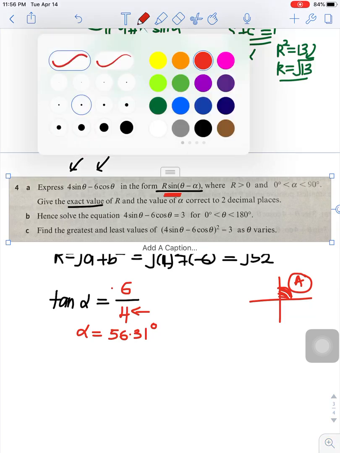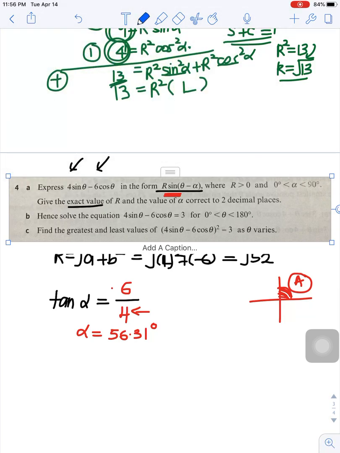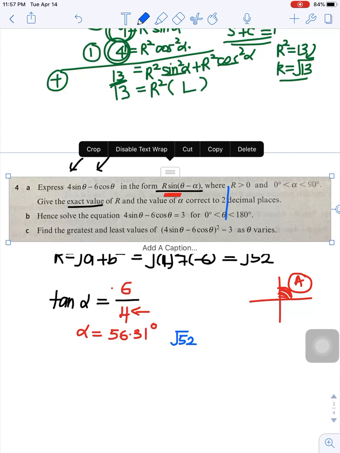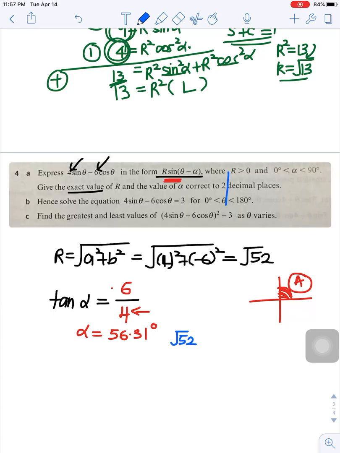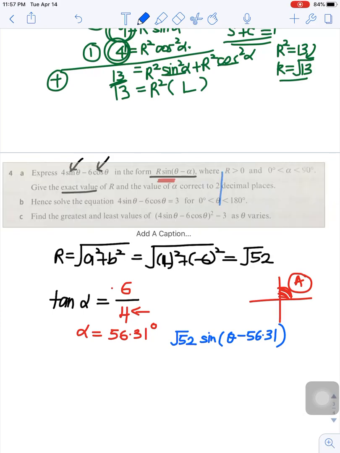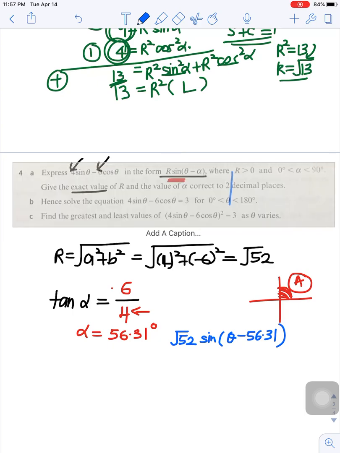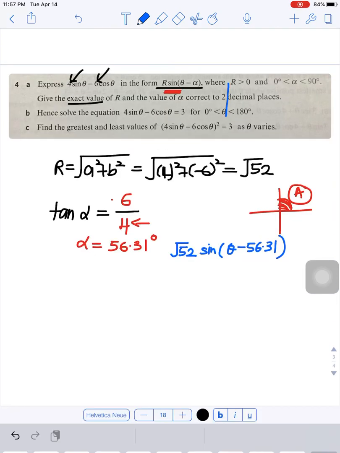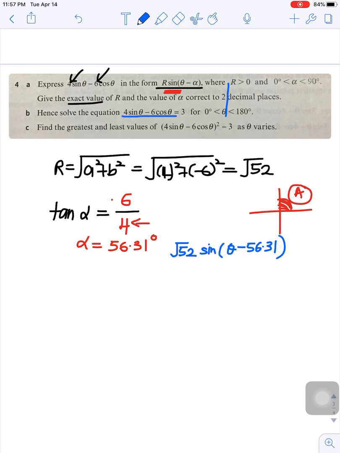Then the second part we go and solve as usual. So in order to solve this, first you express. So what is your answer? Surd 52 sine theta minus 56.31. See, hence. The word hence tells me that I can actually use the format up here in order to express this. So let's use this one is exactly equal to this, which I already wrote here, and must be equal to 3. So solving this will leave us with what?